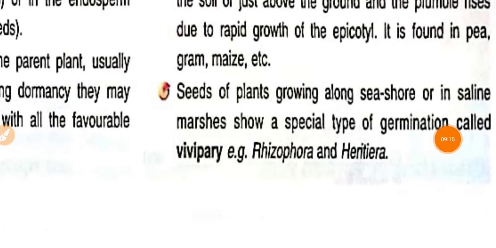Mainly seeds of plants growing around the seashore or in saline marshes show a special type of germination called viviparity. This type of germination is mainly shown by these plants, Rhizophora and Heritiera.